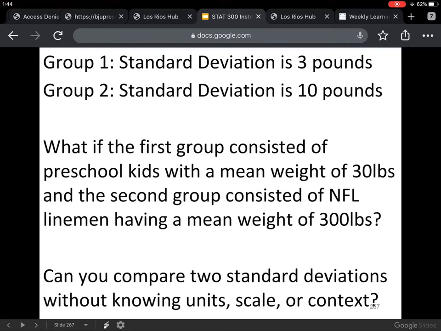So what if, though, I told you that the first group consisted of preschool kids with a mean weight of 30 pounds, and the second group consisted of NFL linemen having a mean weight of 330 pounds? Well, there's a problem here, and the problem is that you can't just compare a standard deviation, which is a variation, of 3 pounds to a variation of 10 pounds, because your contexts are different. The means, the averages, are very, very different as well. So, can you compare two standard deviations without knowing unit, scale, or context? No, not really. You need more information.